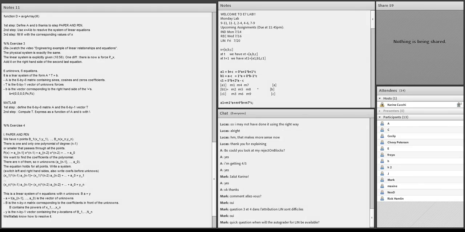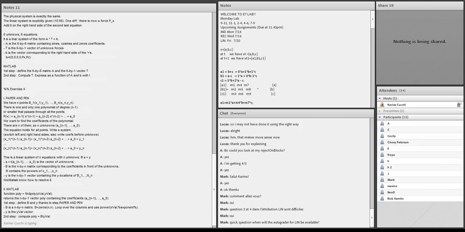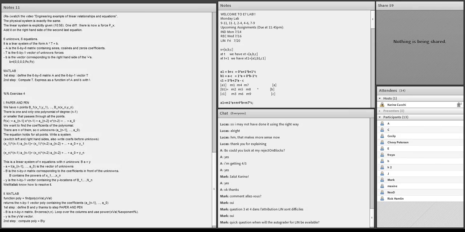All right, and so once you have that, the second step is to compute the poly variable, so the output of your function. So we know B, we know Y, we know yval. I mean, it's the Y that I talked about in the paper and pen section. So you can compute the poly variable, the n by 1 array, by using the backslash operator. So poly will be B backslash Y.